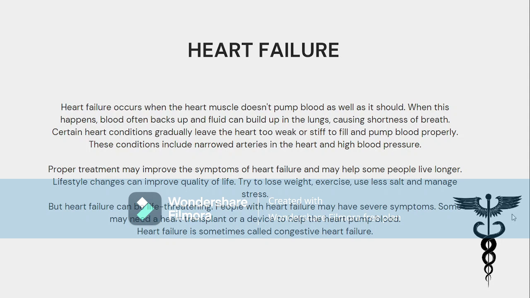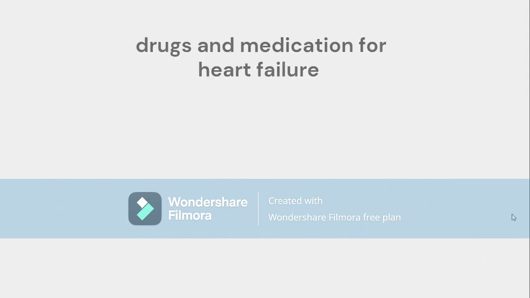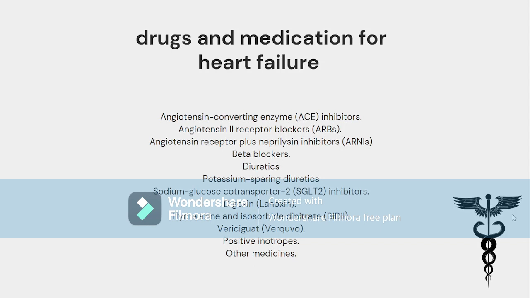So first, the diuretics. This drug helps to remove excess fluid from the body, which can reduce the workload on the heart and improve symptoms such as shortness of breath and swelling in the legs. Common diuretics used in heart failure include furosemide and spironolactone.